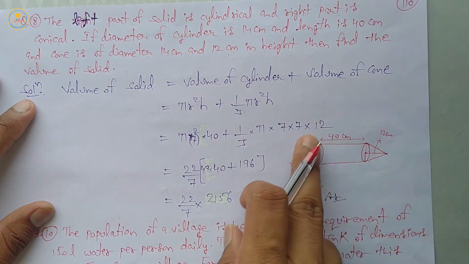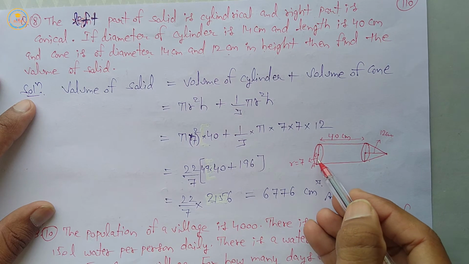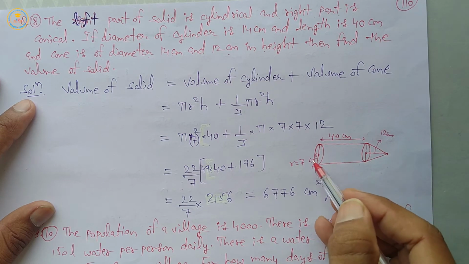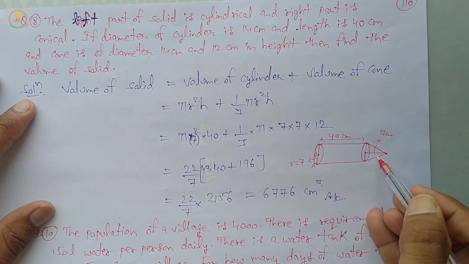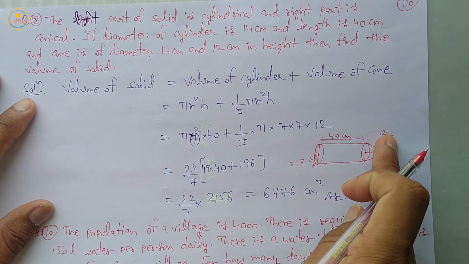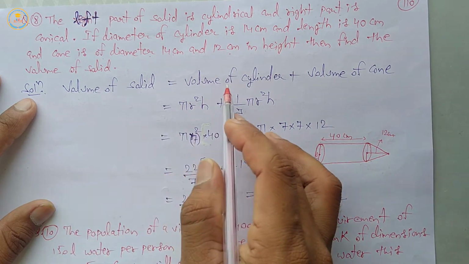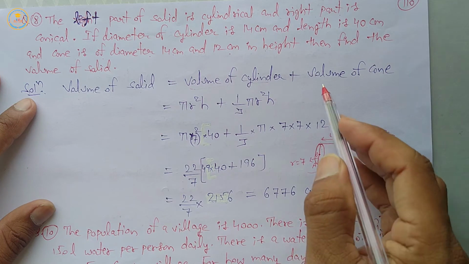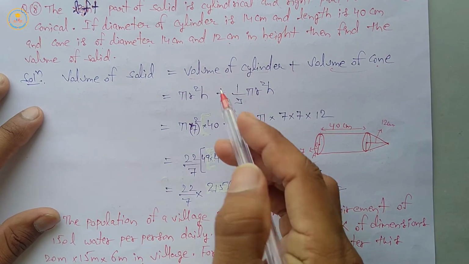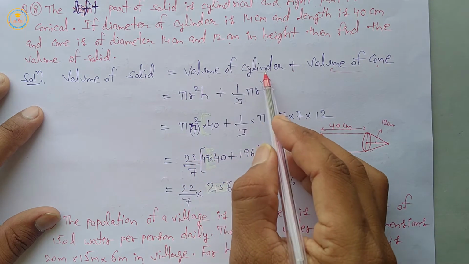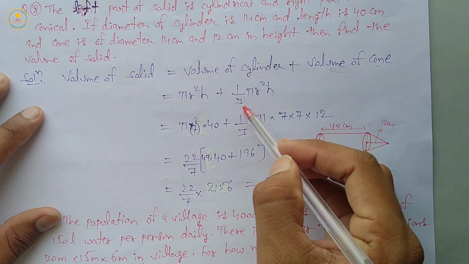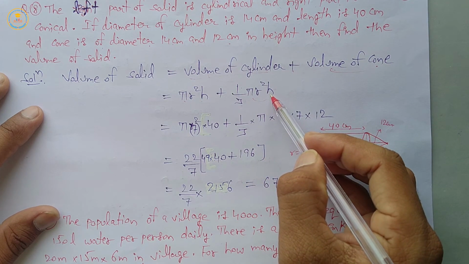Find volume of solid. It means volume of cylinder plus volume of a cone. Volume of cylinder and volume of cone added, we get volume of a solid. Therefore, according to identity, volume of cylinder is pi r square h, and volume of cone is 1 upon 3 pi r square h.